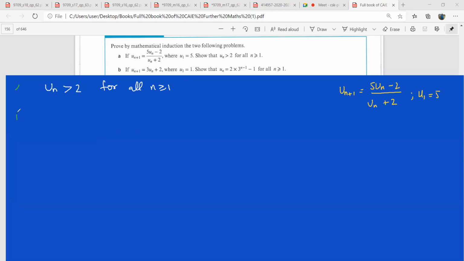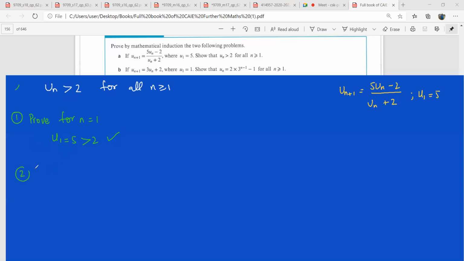First of all, the first step is that we have to prove this for n equal to 1, that u1 is more than 2. We are already given that u1 is equal to 5, which is more than 2. So this is proof that un is more than 2 for n equal to 1.